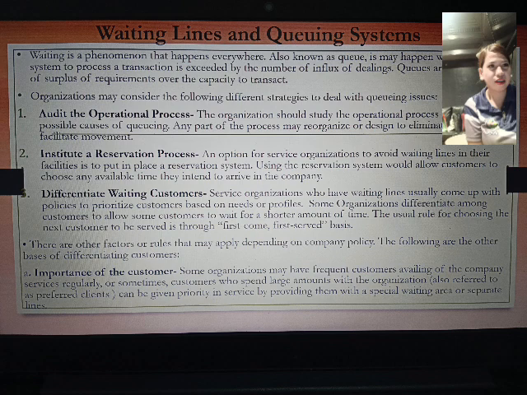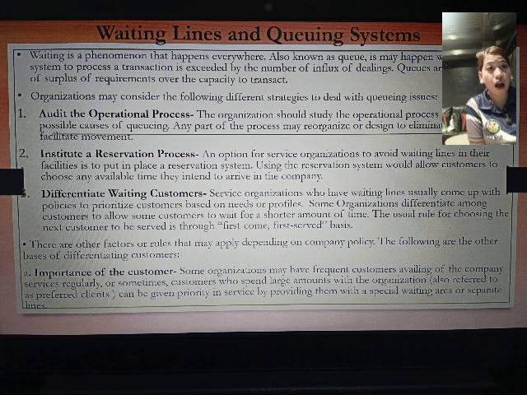Next is waiting lines and queuing systems. So waiting is a phenomenon that happens everywhere, also known as queuing. Queuing may happen whenever a system to process a transaction is exceeded by the number of influx of dealings. Queues are manifestation of surplus of requirements over the capacity to transact.